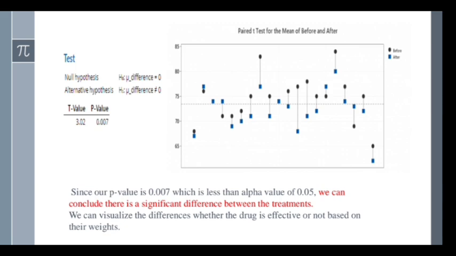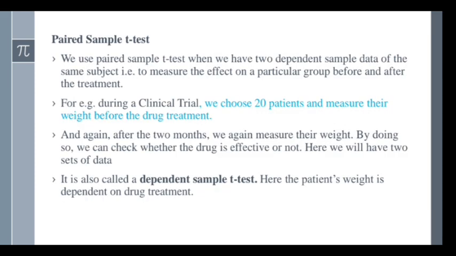Since our p-value is 0.007, which is less than our alpha value 0.05, we can conclude there is a significant difference between their treatments. We can visualize their difference, whether the drug is effective or not, based on their weights. So a paired sample t-test will measure the value based on their weights.